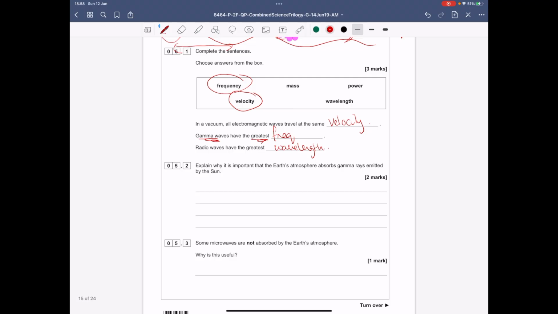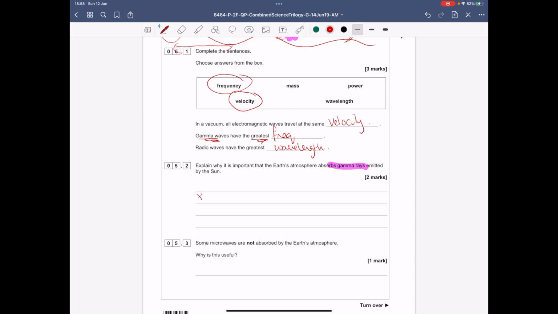Explain why it is important that the Earth's atmosphere absorbs gamma rays emitted by the sun. Well, the atmosphere plays an important part, and it stops us absorbing too many gamma rays. Gamma rays are really high frequency, high energy waves, and they can be damaging to humans. Okay, so the atmosphere fortunately absorbs a lot of them for us, so we are not exposed to them.